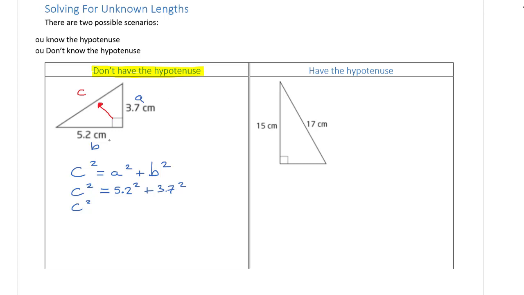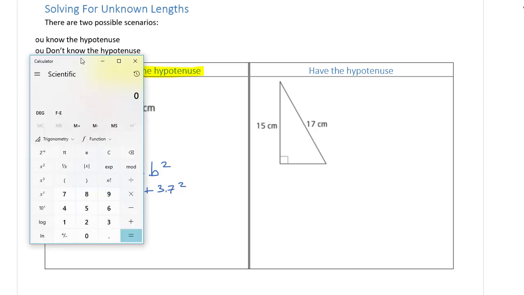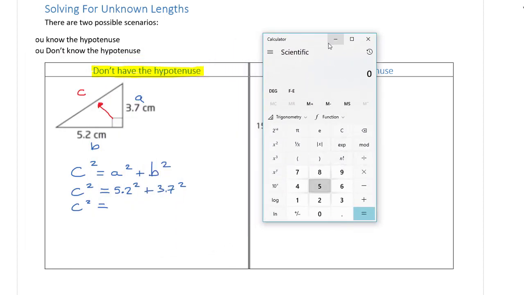Okay, so 5.2 squared. Let me look at the calculator real quick, because some of you might wonder what button do I hit, right? Okay, 5.2 squared. I can either go 5.2 and then hit my square button here. It says x squared like that. Or if I don't have that, I can just go 5.2 times 5.2. It's the same thing, right? Either case, I get 27.04.